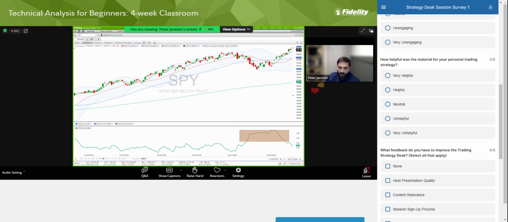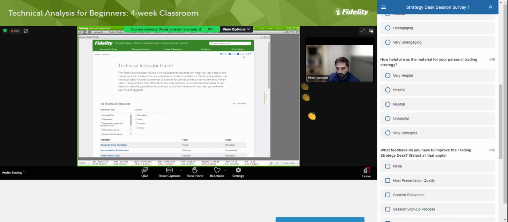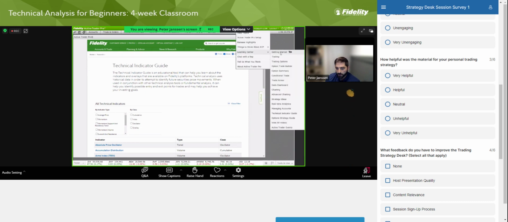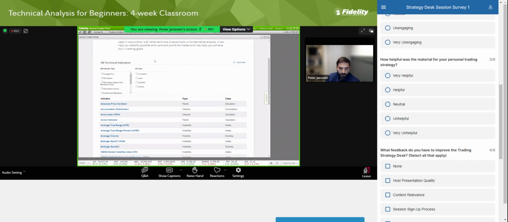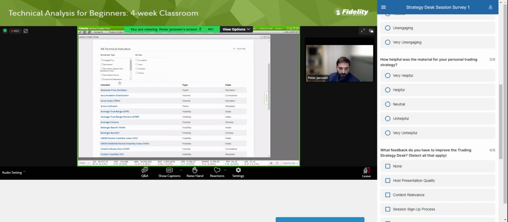But point being, if you are in Active Trader Pro, which is where we did the majority of our demonstration today, and you are interested in learning about different indicators, one avenue under the Help menu and Learning Center is the Technical Indicator Guide. Once again, Help menu in the top right, Learning Center, Technical Indicator Guide, among other useful resources, would allow you to break different indicators down alphabetically.